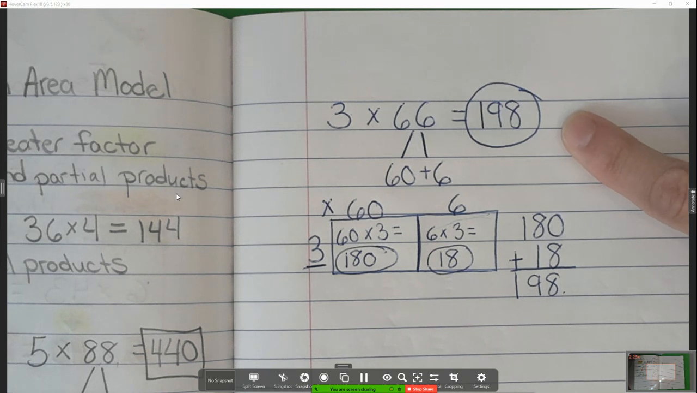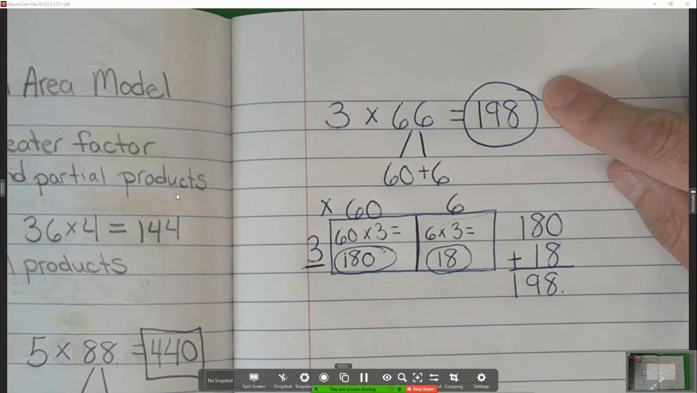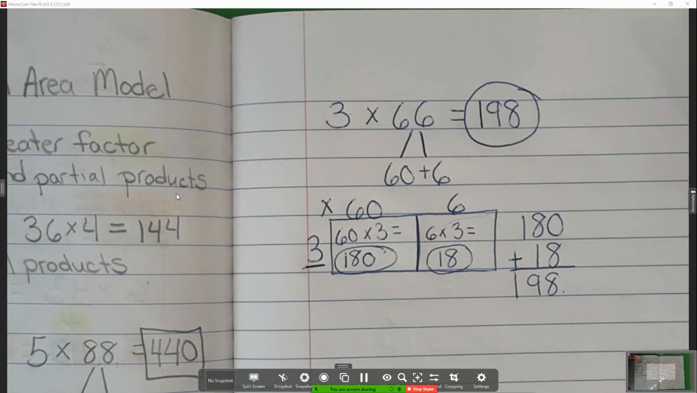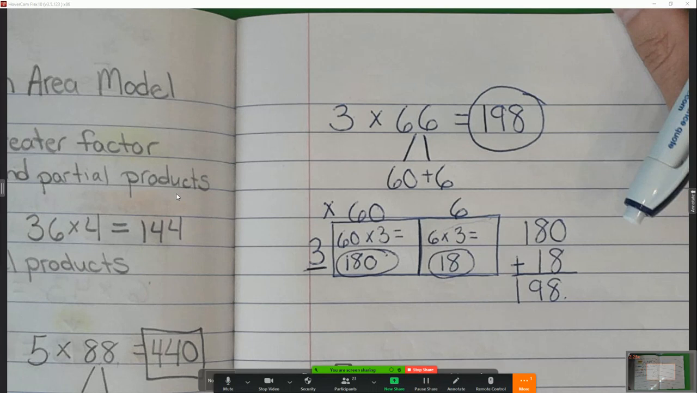Okay, Emily, you want to take your final answer and bring it all the way up to the top where it says 3 times 66 equals. That's where you're going to put your final answer. Whew, I know that this is multi-step. This can be a lot of work, but this is a method you can use. We're going to try another one. Are you guys ready?